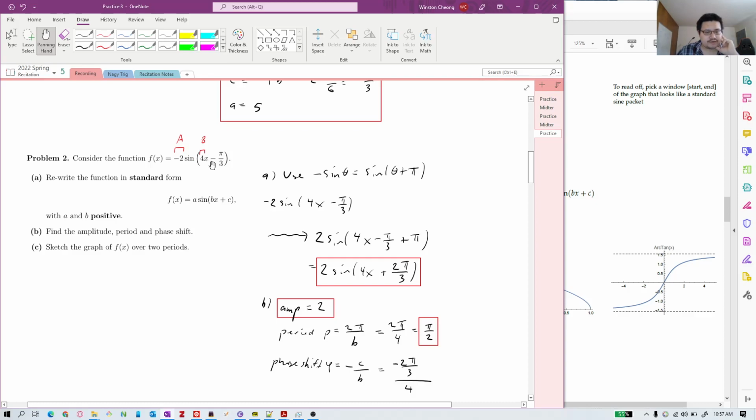So now this is the reverse. We're given the function and we want to sketch a graph. So we're going through this process from parts A through C. The first thing is we want to get this thing into standard form.